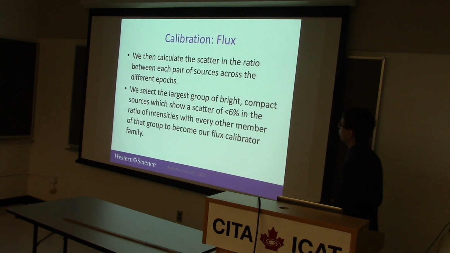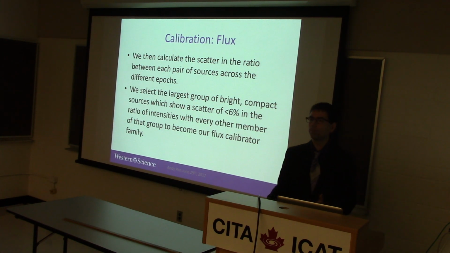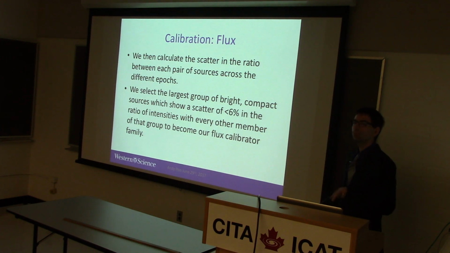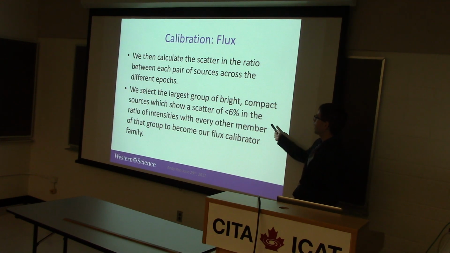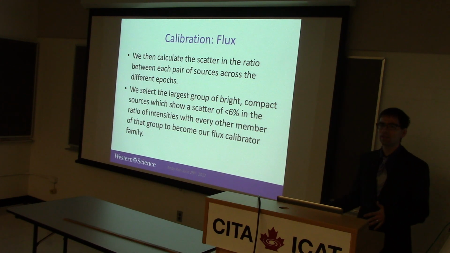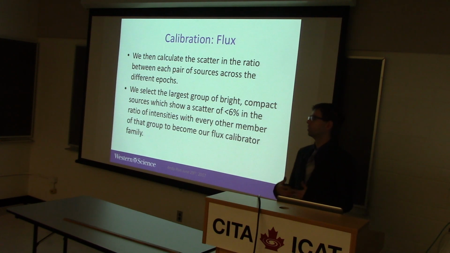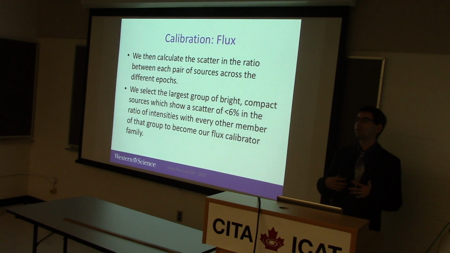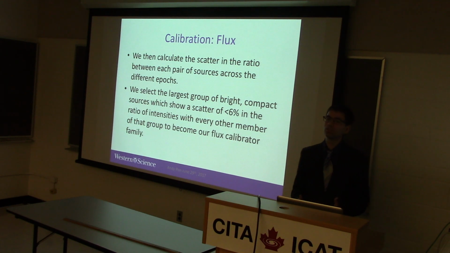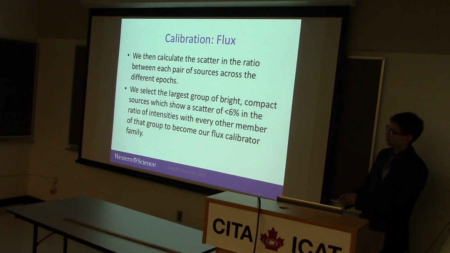And so what we do is we try and find the largest group possible of these bright compact sources where every single possible pair of that group shows a scatter less than 6%. We're basically trying to find the largest group of sources that seem to vary in the same way between all of the different epochs. Ideally this means they should match, because hopefully they're not changing and it's just the calibration that's changing, which is why they're all changing the same. So we're trying to find the largest group possible rather than picking out a particular two. Hopefully that answers your question.